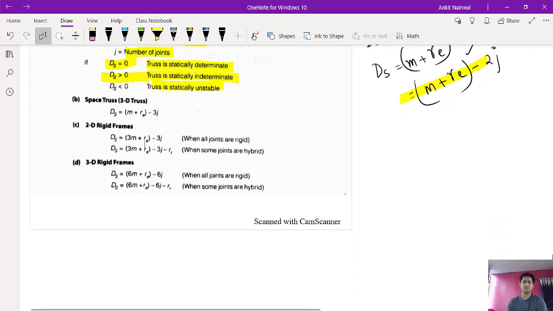Now in case of a space truss, this is not that important, for the 3D case you know that 3 times the joints will be there in this formula. In 2D rigid frames, now we are talking about rigid frames, when all joints are rigid. So in a rigid frame, where does this 3m come from? Why does this 3m come?